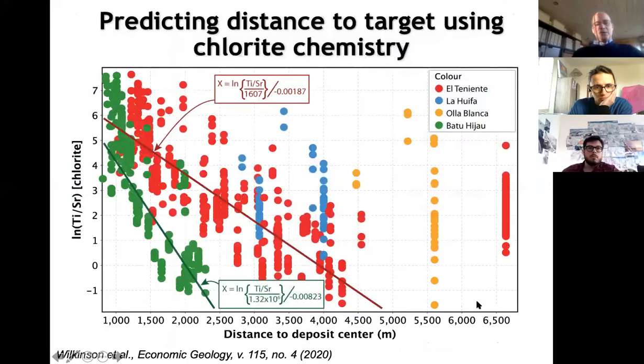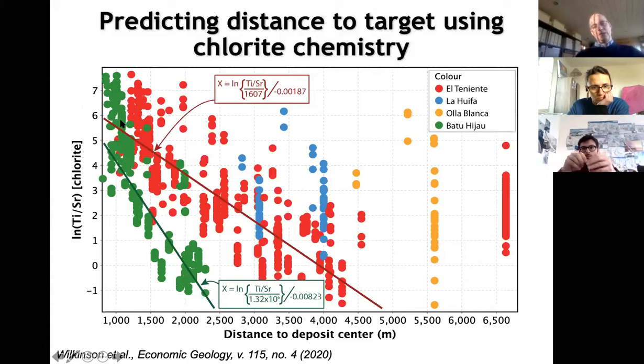So based on a lot of samples, we've found that the gradients in chemistry of chlorite have a roughly exponential variation as you move away from the center. So looking at a ratio such as titanium strontium, a bit like titanium lithium that I just showed you, you can see that that ratio has an exponential decay as we move away from the center. There's a lot of scatter here, but you can fit an exponential function through these sorts of relationships.